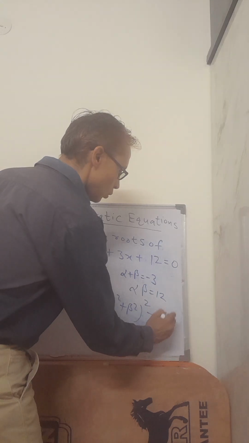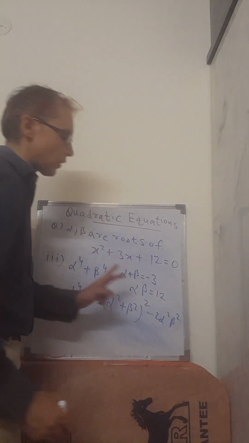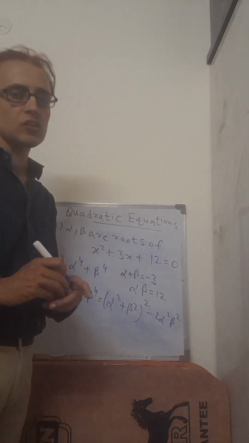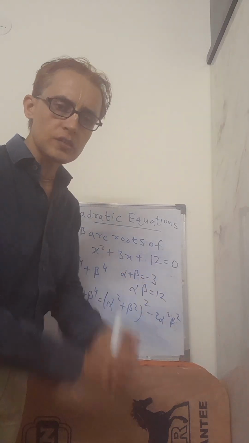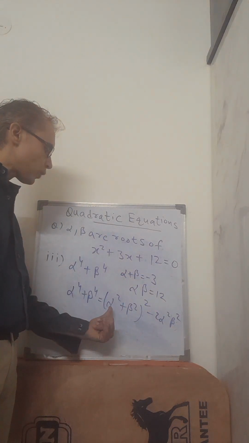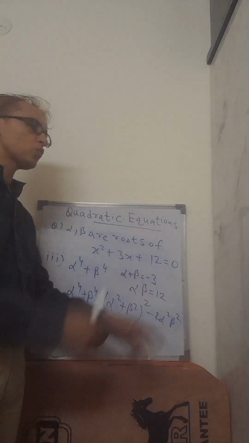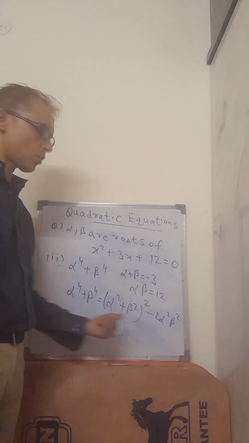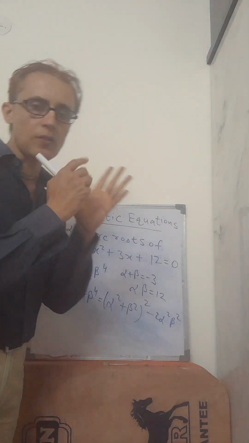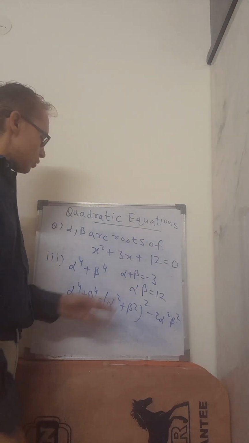So this will become 2 alpha square beta square, because alpha I am replacing with alpha square, beta with beta square. And if you are confused with this, then you can do squaring of this, alpha square plus beta square whole square. Use the formula of (a plus b) whole square. Then again we get a term of alpha 4 plus beta 4. Got it or not? So this formula can be used.